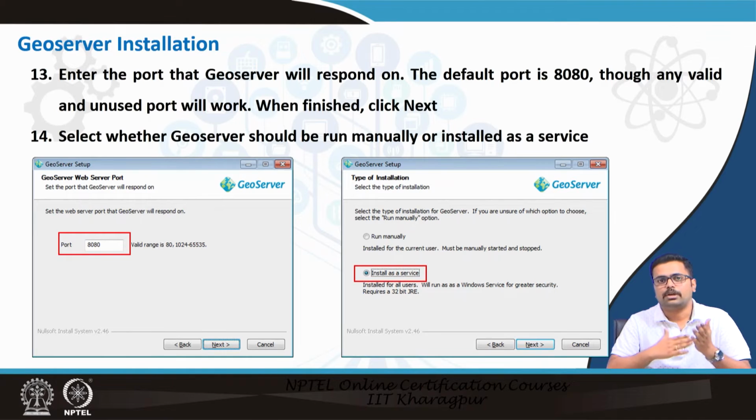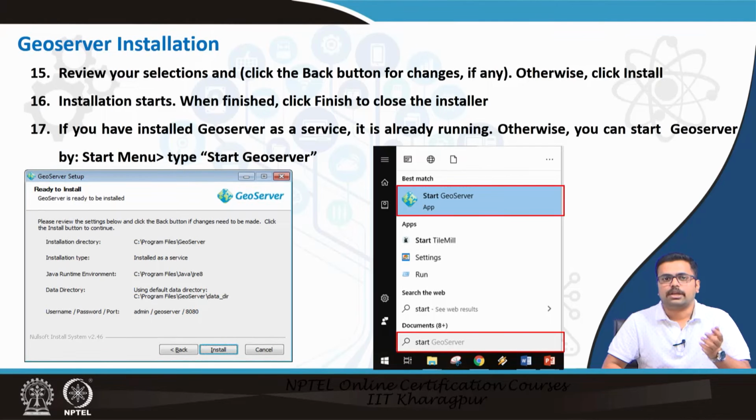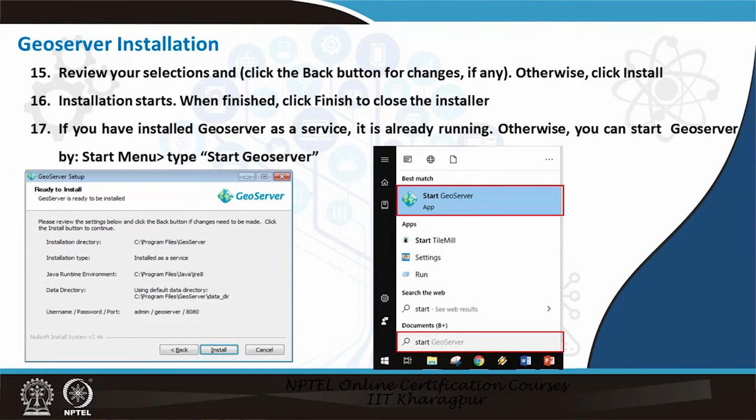By default it can be 8080 or 8008 or any of the port which you like to give, you can give it. So once that is done, you can just select the option, it is called install as a service, and then you can press next and then say install. So your GeoServer will start installing. Once all these installations are done, you can just finish it.